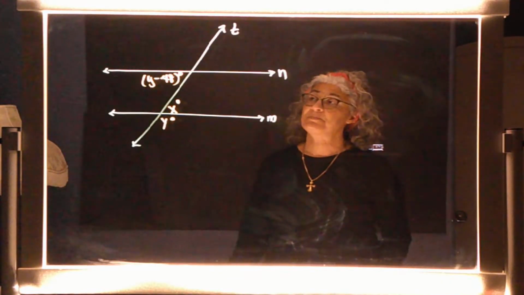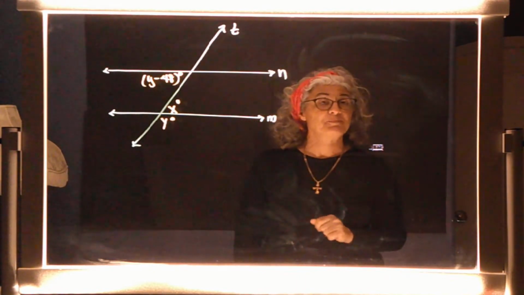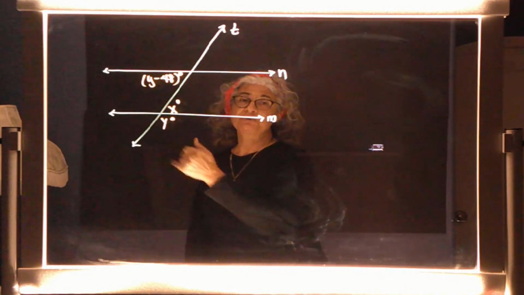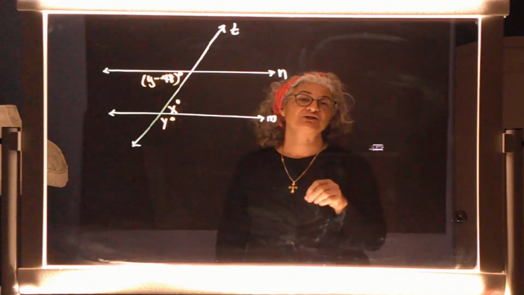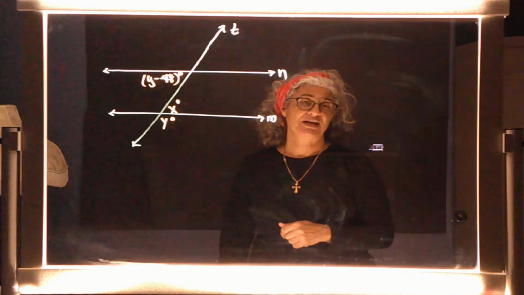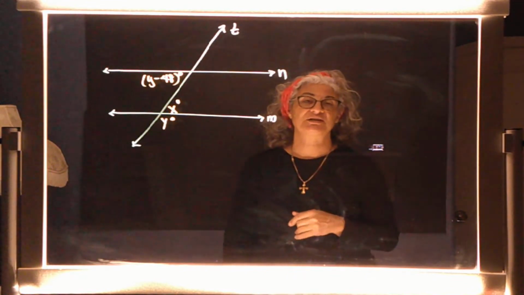Okay, so this next problem has this figure in it. And they tell me M and N are parallel lines. And this line that's cutting through M and N is a very specific line known as a transversal. Why is it called that? Because it is cutting through these two parallel lines. So it has a very specific name.